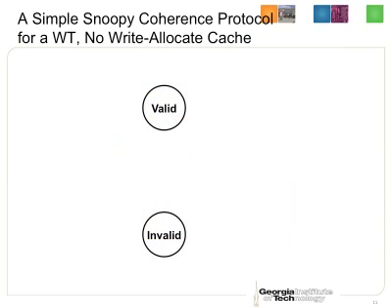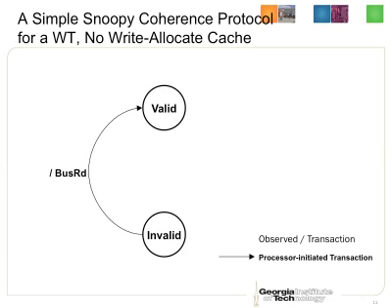So we use state machines to describe these coherence protocols. And in the following example, this is a very simple snoopy coherence protocol for a write-through cache, no write allocate. So if it is a write, if there's a miss, it will not allocate a cache line. That's the meaning of no write allocate. So we maintain the state of the cache lines as either valid or invalid.